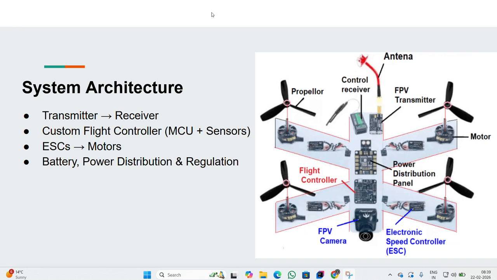So the system architecture includes transmitter to receiver, custom flight controller, MCU and sensors, ESCs to motors, battery, power distribution and regulation.